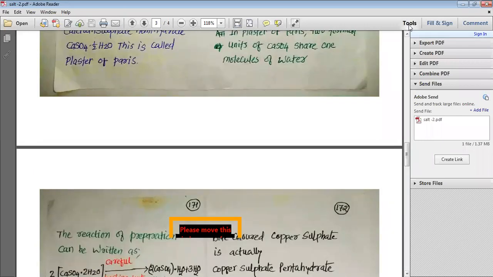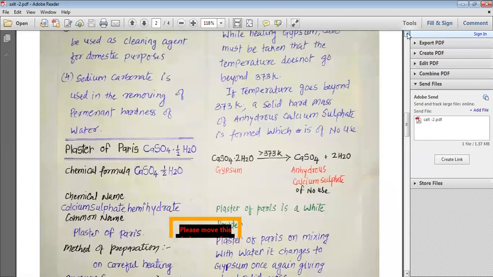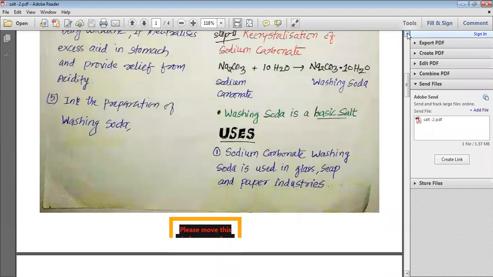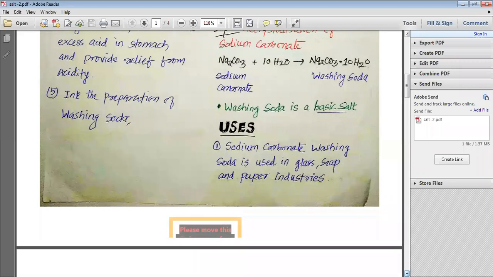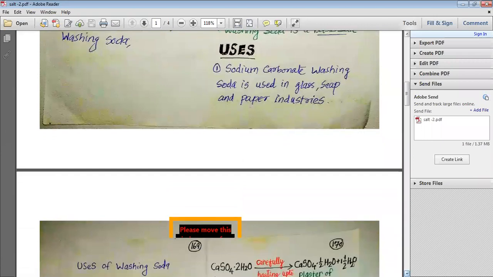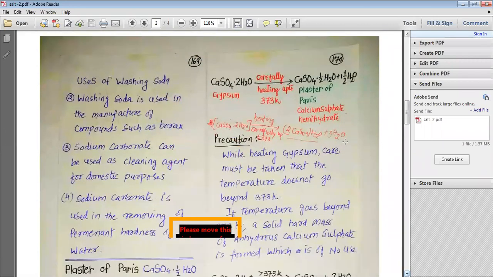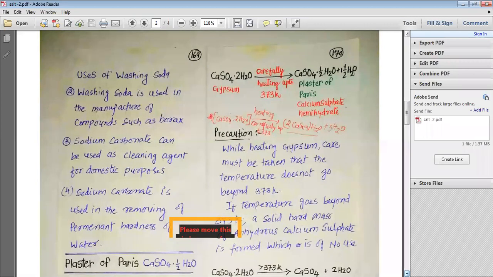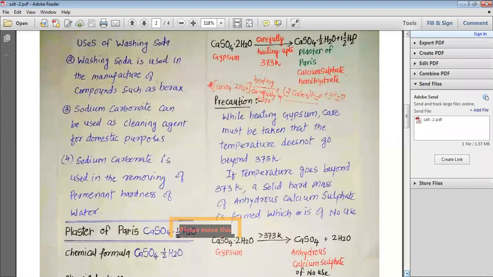Now we should understand the various uses of washing soda. The first use: sodium carbonate or washing soda is used in the preparation of glass, soap and paper industry. My dear students, sodium carbonate or washing soda is used in the preparation of glass, soap, and paper. Let's move ahead. Second use: washing soda is used in the manufacture of compounds such as borax. So my dear students, washing soda is also used in making compounds such as borax.